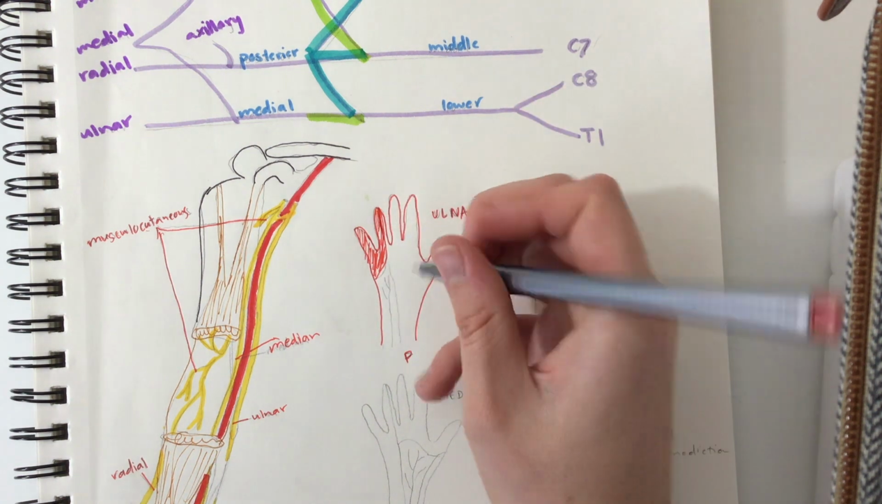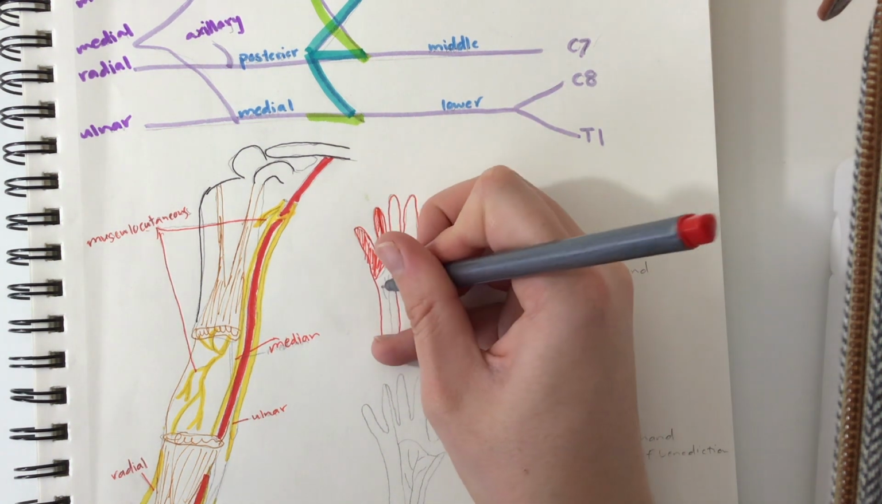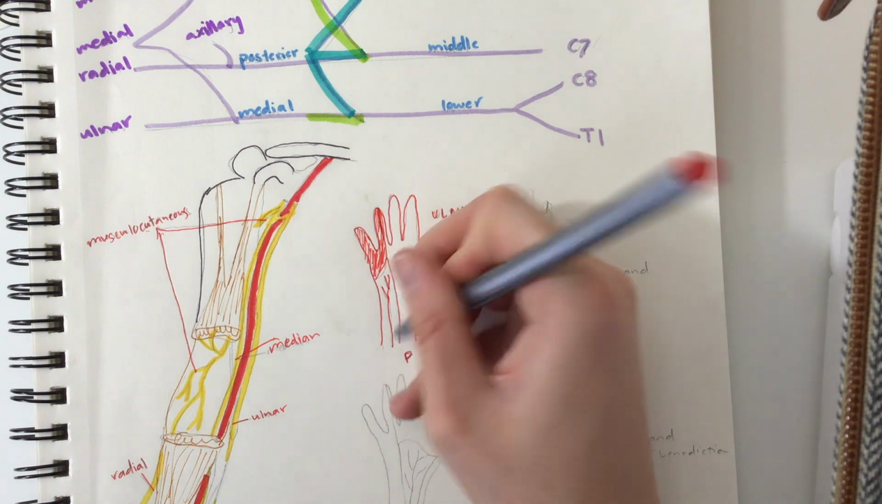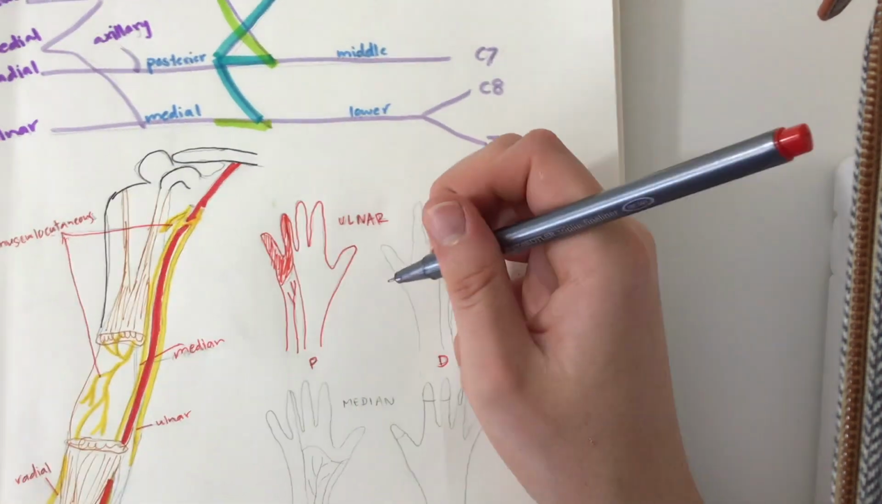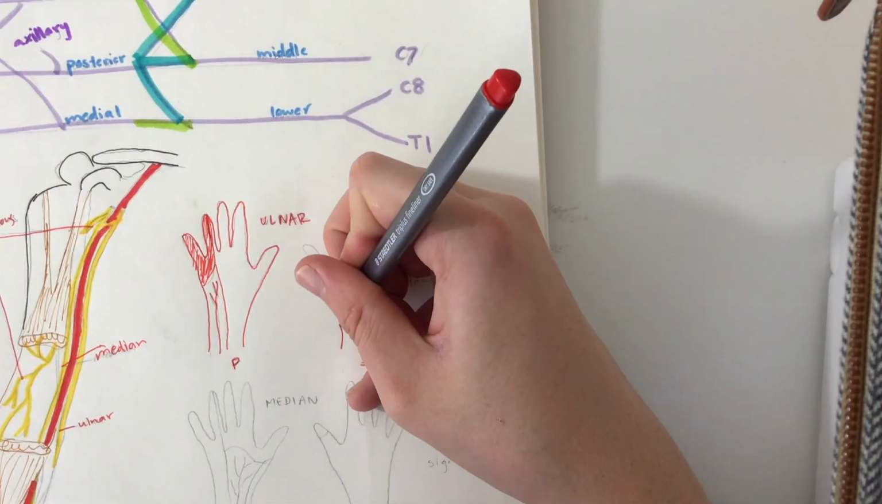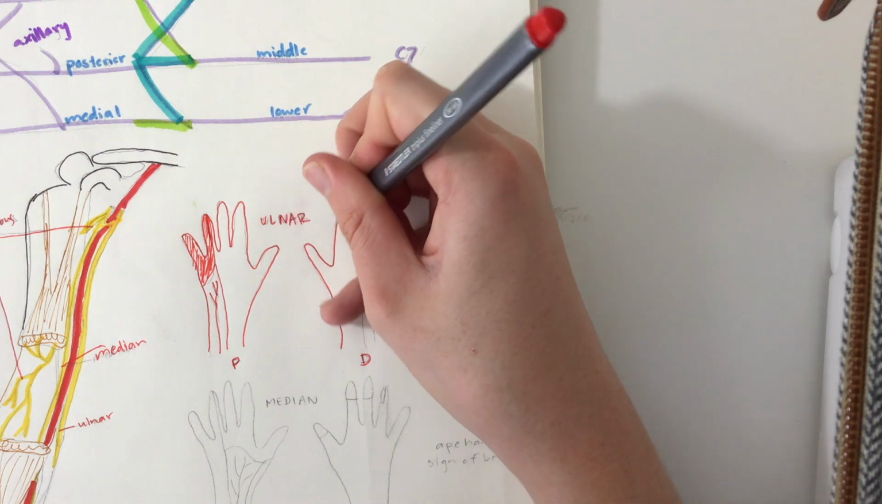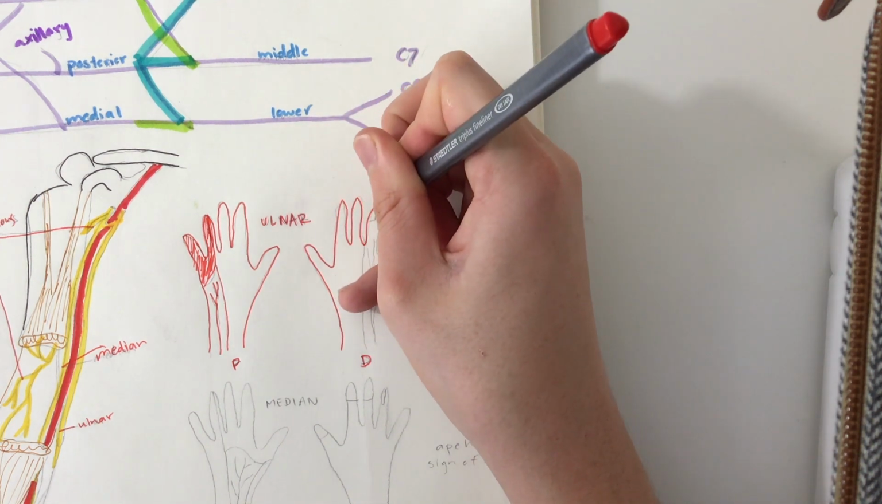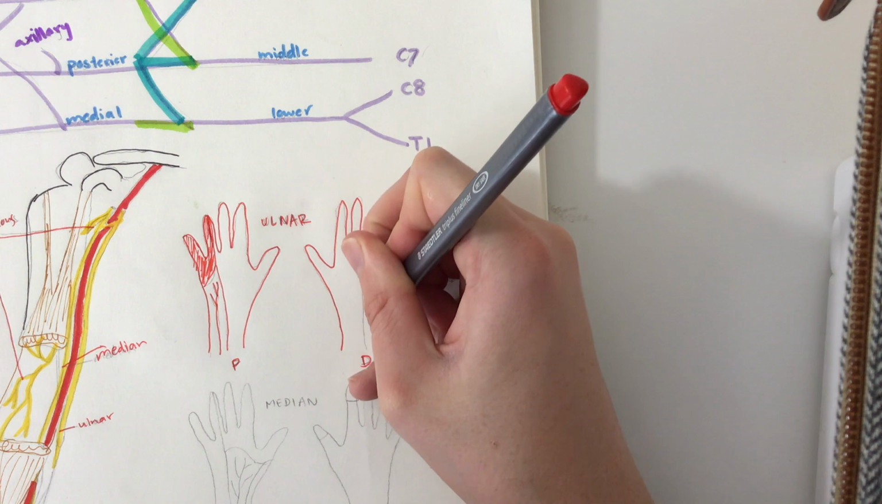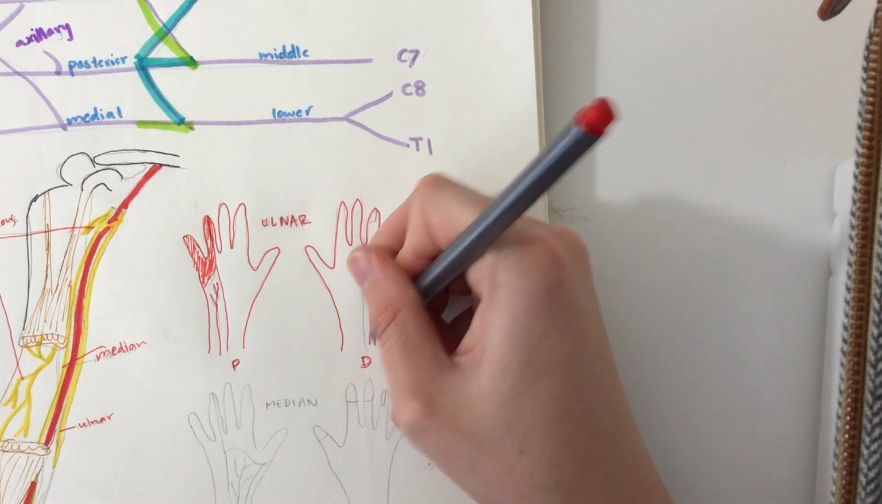So you can think of the ulnar nerve with that. I also drew out what the nerve would look like supplying that, and then did the same on the dorsal side, which is the back half of the little finger and half of the ring finger.